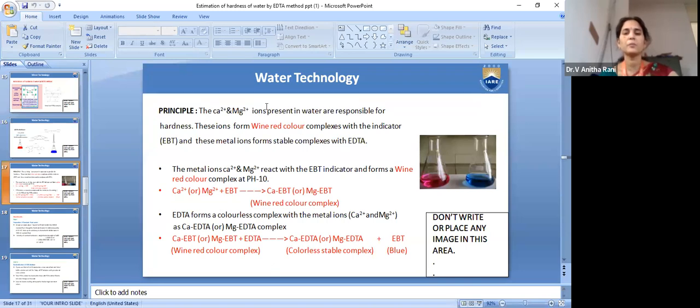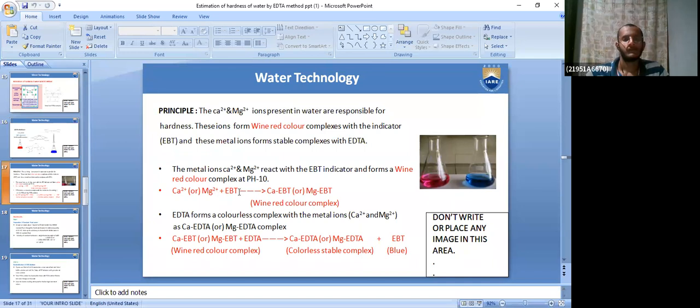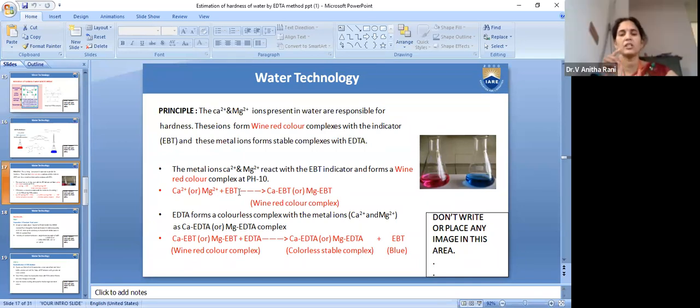In the principle, we are going to take a sample of water in a conical flask, and we will first add EBT indicator. EBT indicator is a blue colored indicator. So we will add 3 drops of EBT indicator in the sample of water. Then to maintain the pH we are using buffer solution, so we will add only 2 drops in the sample of water.